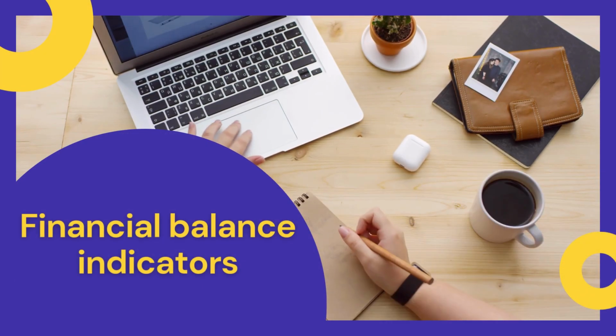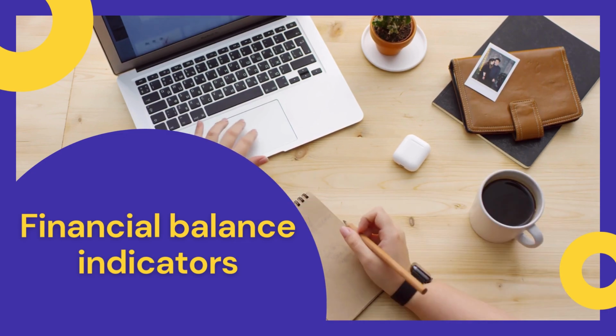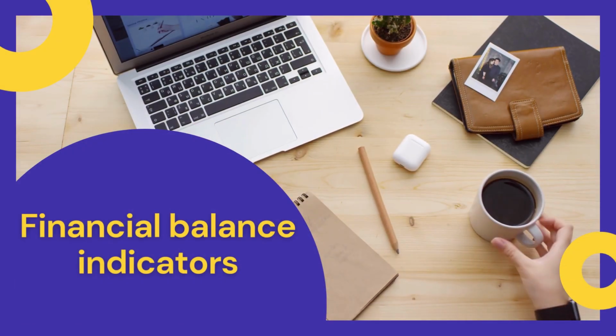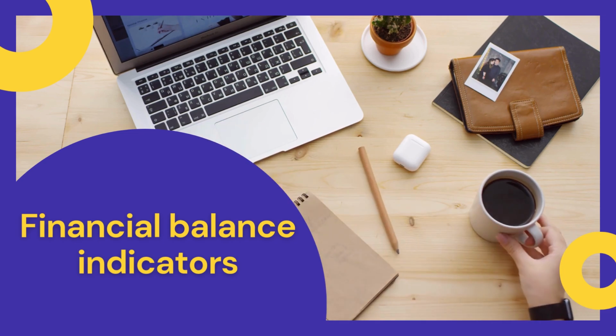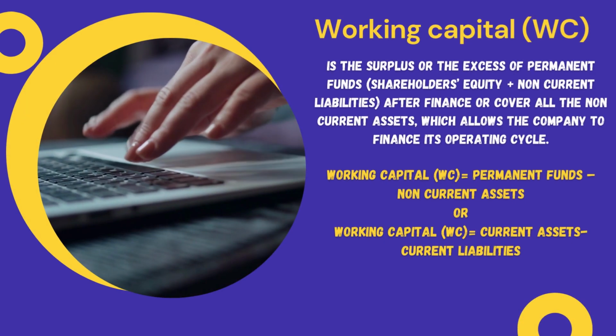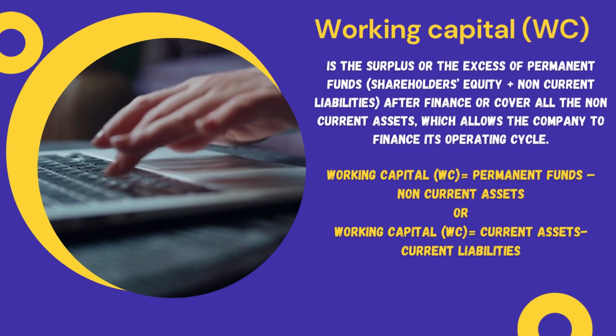Now we have to understand what the indicators of balance within a company are. In order to judge if the company is in balance, we have to calculate some indicators. We have 3 major indicators the company has to calculate. The first is working capital.